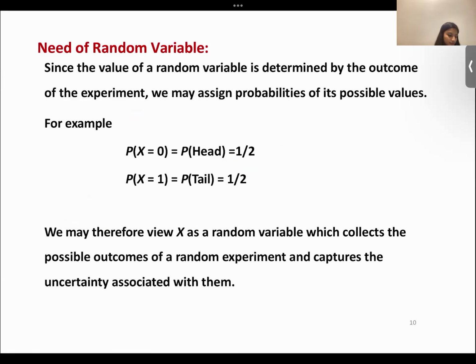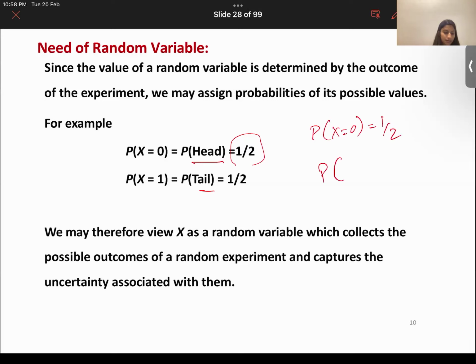So now we also know the probability of a random variable, like the probability of a head and the probability of a tail. So you can assign the probability to the random variable as well. Since the value of a random variable is determined by the outcome of the experiment, you can assign these probabilities to its possible values. For example, the probability of head is 1 by 2. So the probability of getting a random variable of 0 is also 1 by 2 here, and the probability of getting a random variable 1 is also 1 by 2.